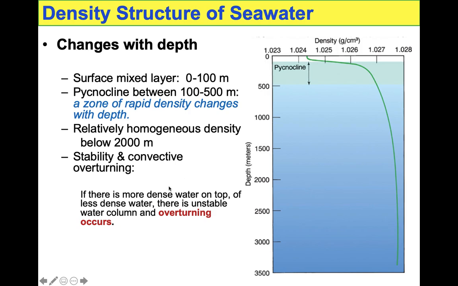When and if there is much more dense water standing on top of less dense water, this is going to create an unstable water column, and the dense water on top of the light water will then rapidly sink. And the sinking process is going to cause overturning of the water column and will bring that dense water deeper into the oceans while the lighter water basically rises to the top.